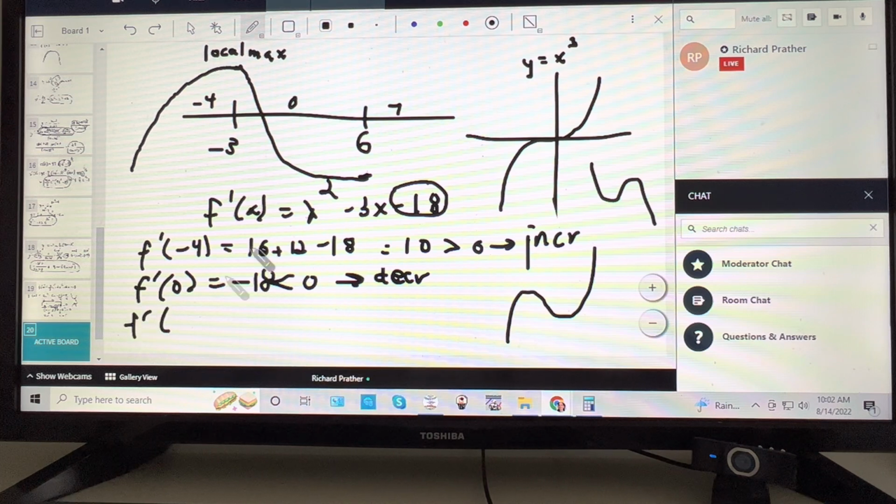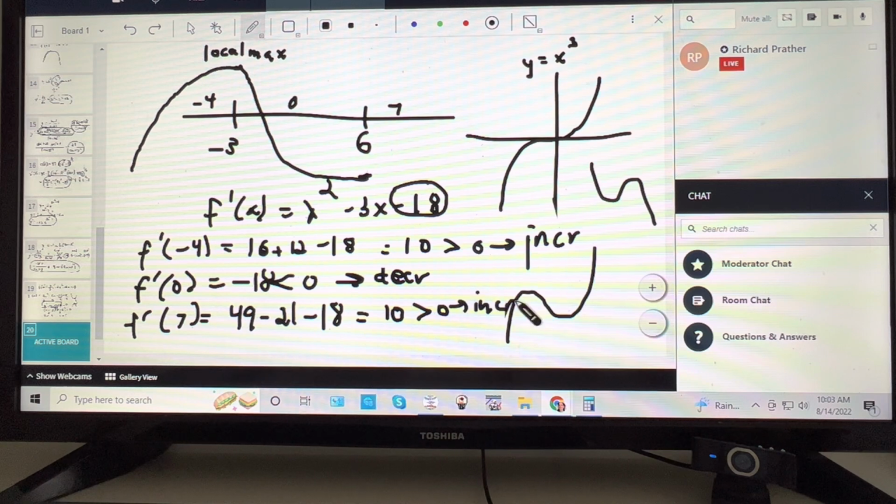F prime of 7 is 7 squared is 49. 3 times 7 is 21. But negative 21 and negative 18 is negative 39. 49 minus 39 is also 10. So it is turning around and increasing after that. So this is a local minimum if I was doing that.